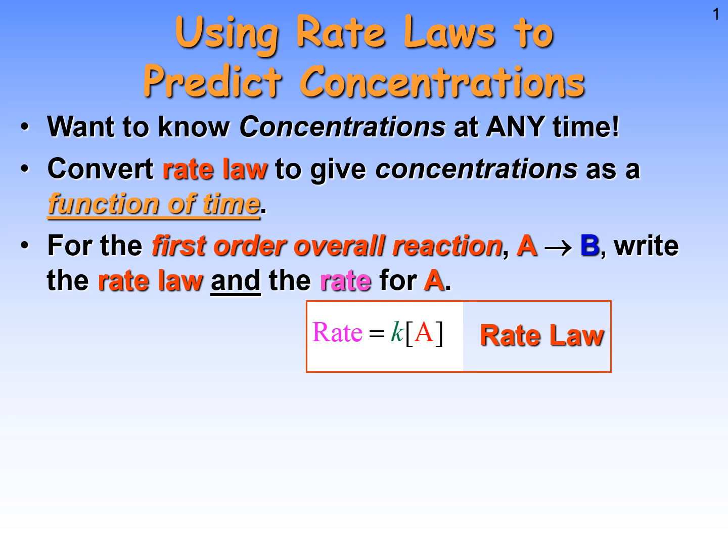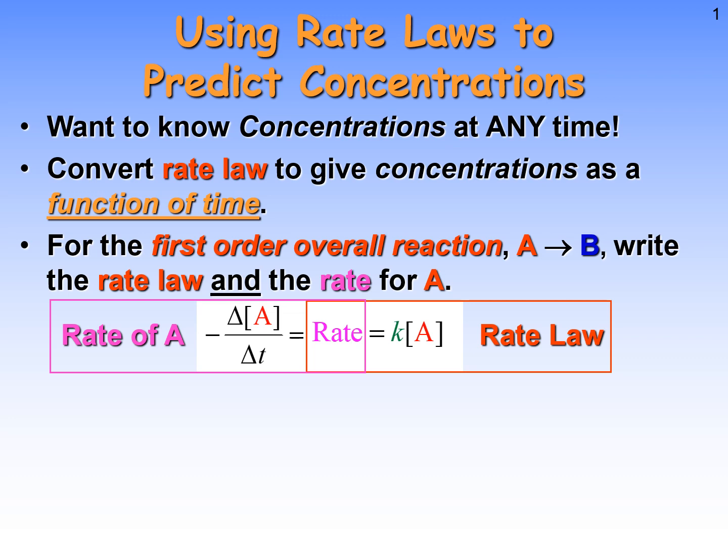Now, we also know that the rate of this reaction in terms of the reactant A is going to be delta concentration of A over delta t times -1, because we want it to be the rate of the reaction. Both of these equal the rate of our reaction at this point in time. Now, we can integrate this and get what we call the integrated first order rate law.